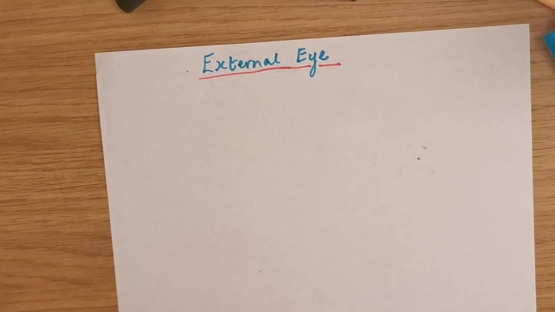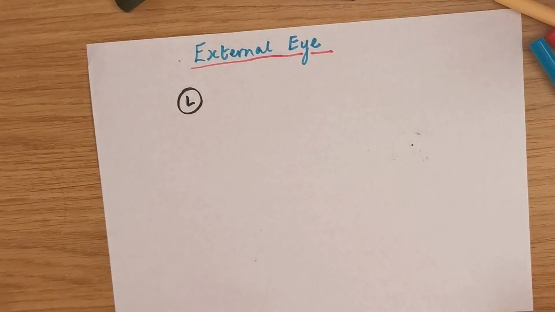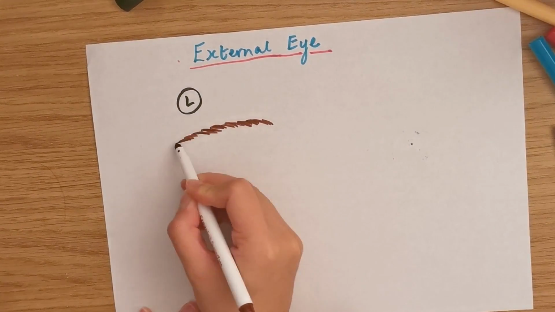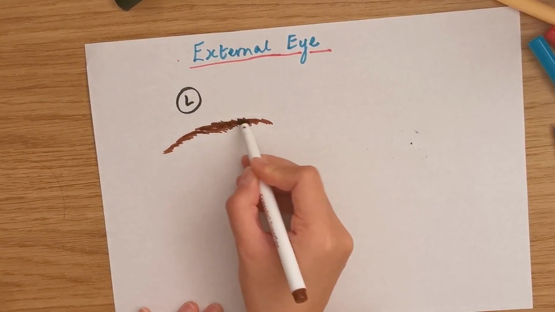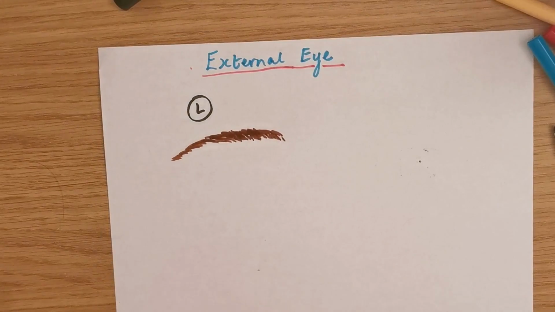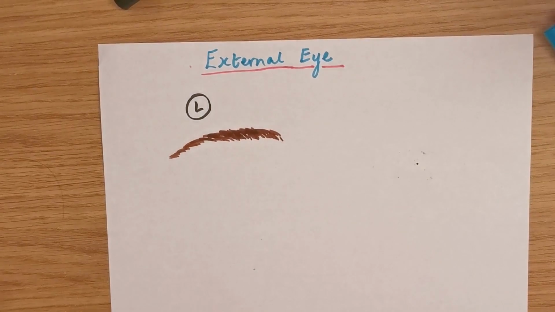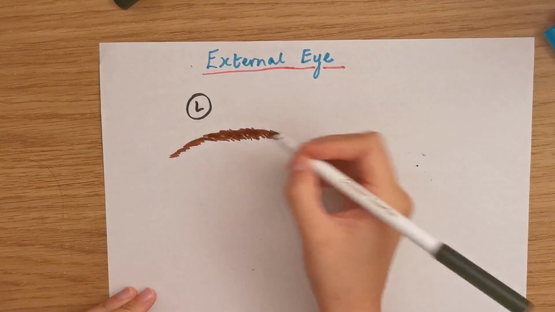This is the first video. We're going to talk about the external eye anatomy and some possible causes of a red eye. To begin with, I'm really sorry, I can't do my left and right, so there's actually going to be a right eye, so ignore the L that I've written there.